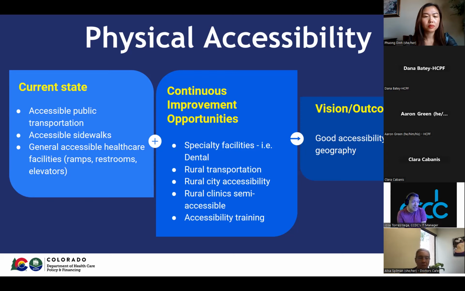Accessibility, public transportation, for example, so that people can move around and access their own healthcare and remain healthy, because we also know that being able to get out into the community keeps people with disabilities and everybody really healthier. Accessible sidewalks, general accessibility of healthcare facilities, like, for example, buildings nowadays are built from the ground up and from the get-go accessible.